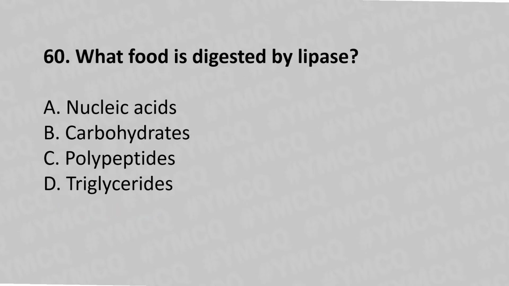What food is digested by lipase? Option A, nucleic acid. Option B, carbohydrate. Option C, polypeptide. Option D, triglyceride. And the answer is Option D, triglyceride. Now let's move to question number 61.